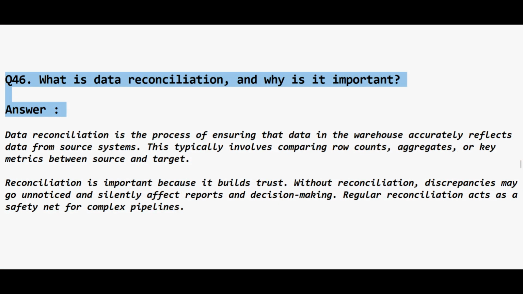Question 46. What is data reconciliation and why is it important? Answer. Data reconciliation is the process of ensuring that data in the warehouse accurately reflects data from source systems. This typically involves comparing row counts, aggregates, or key metrics between source and target. Reconciliation is important because it builds trust. Without reconciliation, discrepancies may go unnoticed and silently affect reports and decision-making. Regular reconciliation acts as a safety net for complex pipelines.